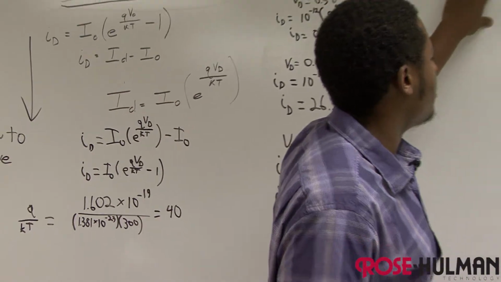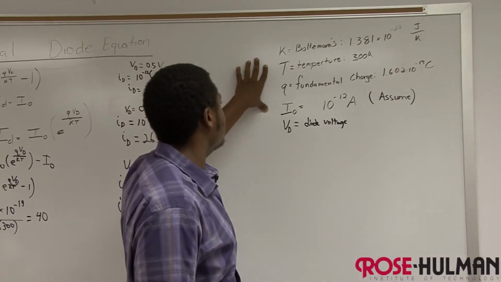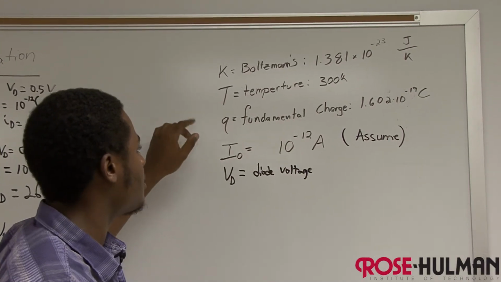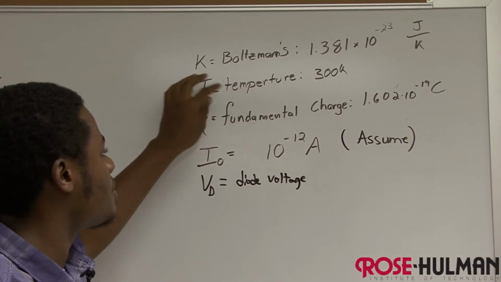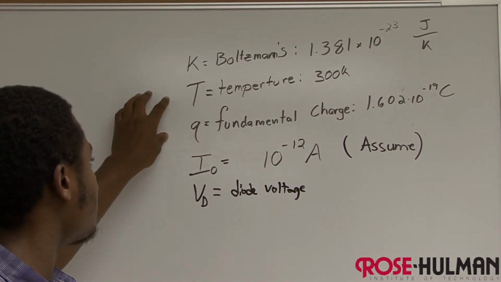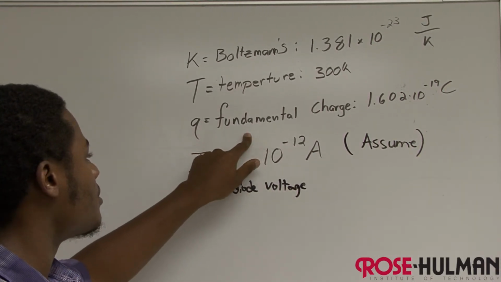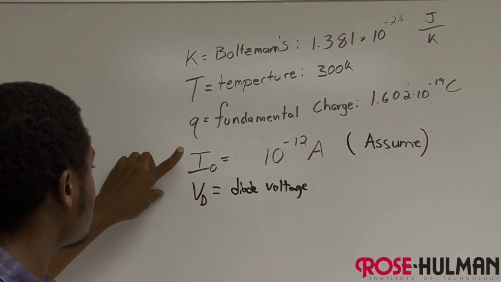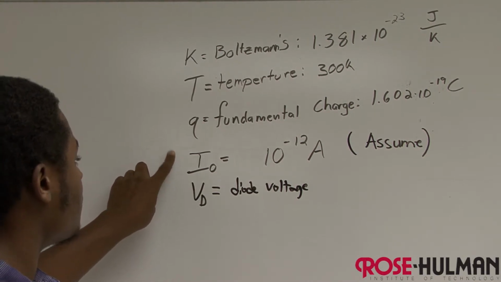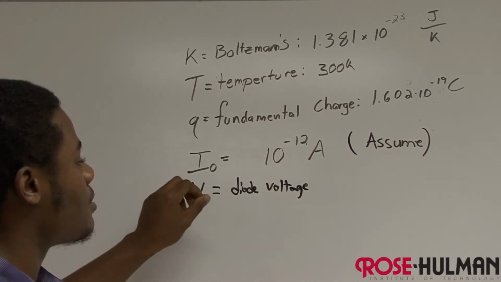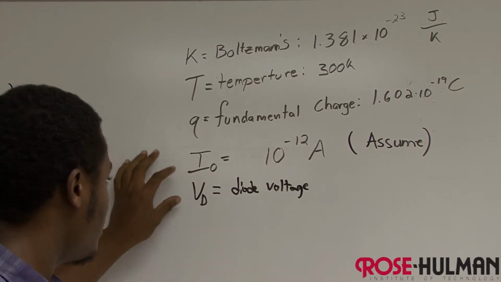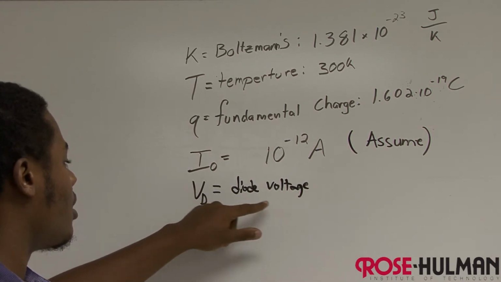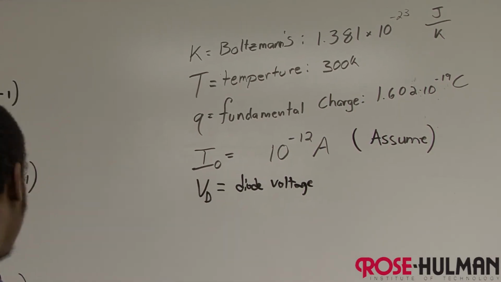Over here is what each variable means. k, our Boltzmann constant, which is 1.381 times 10 to the negative 23rd joules per Kelvin. T is our temperature, 300 degrees Kelvin, which is room temperature. q is our fundamental charge of an electron, which is 1.602 times 10 to the negative 19 coulombs. I_0 is our reverse saturation current, which we're going to assume is 10 to the negative 12 amps. And V_D is our diode voltage, and this is going to be our variable that we're going to find out.